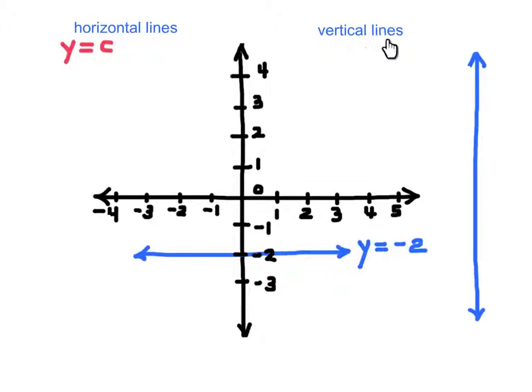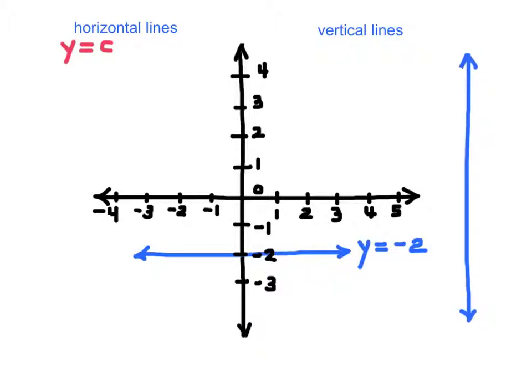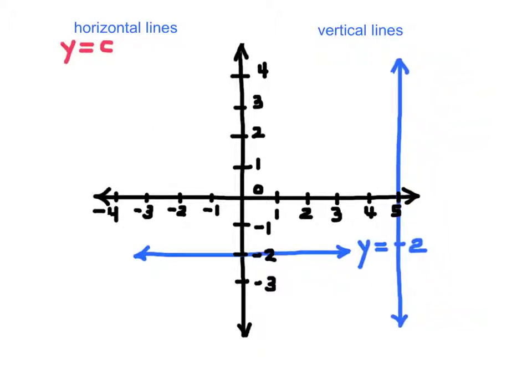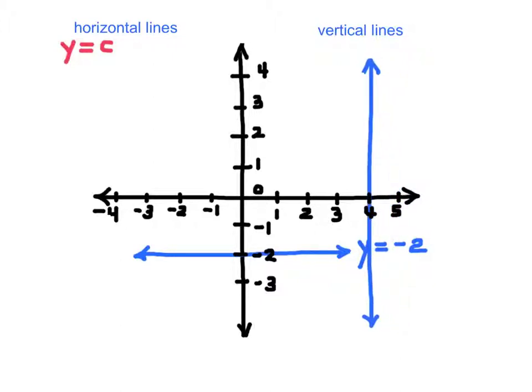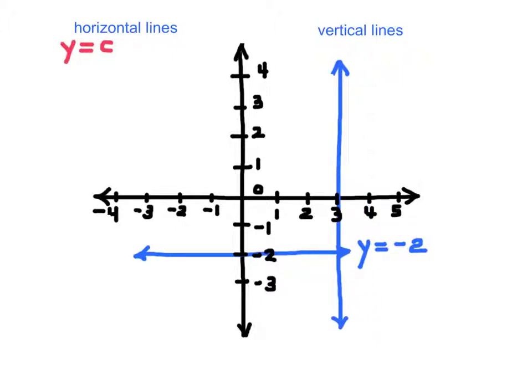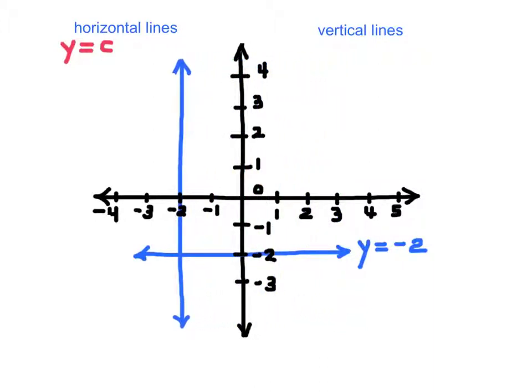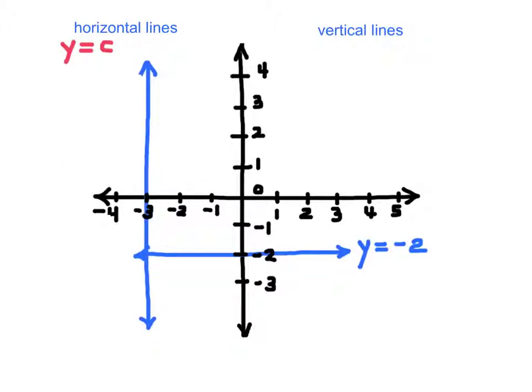Now let's take a look at vertical lines. Here I've drawn a vertical line, and if this vertical line goes through 5, this is a line x equals 5. Here, this is a line x equals 4. And here, x equals 3. I could bring a line all the way over so that it goes through x equals negative 2, and now my line is x equals negative 2. Let's put our line at x equals negative 3, and we'll leave it there. So this is the line x is equal to negative 3.